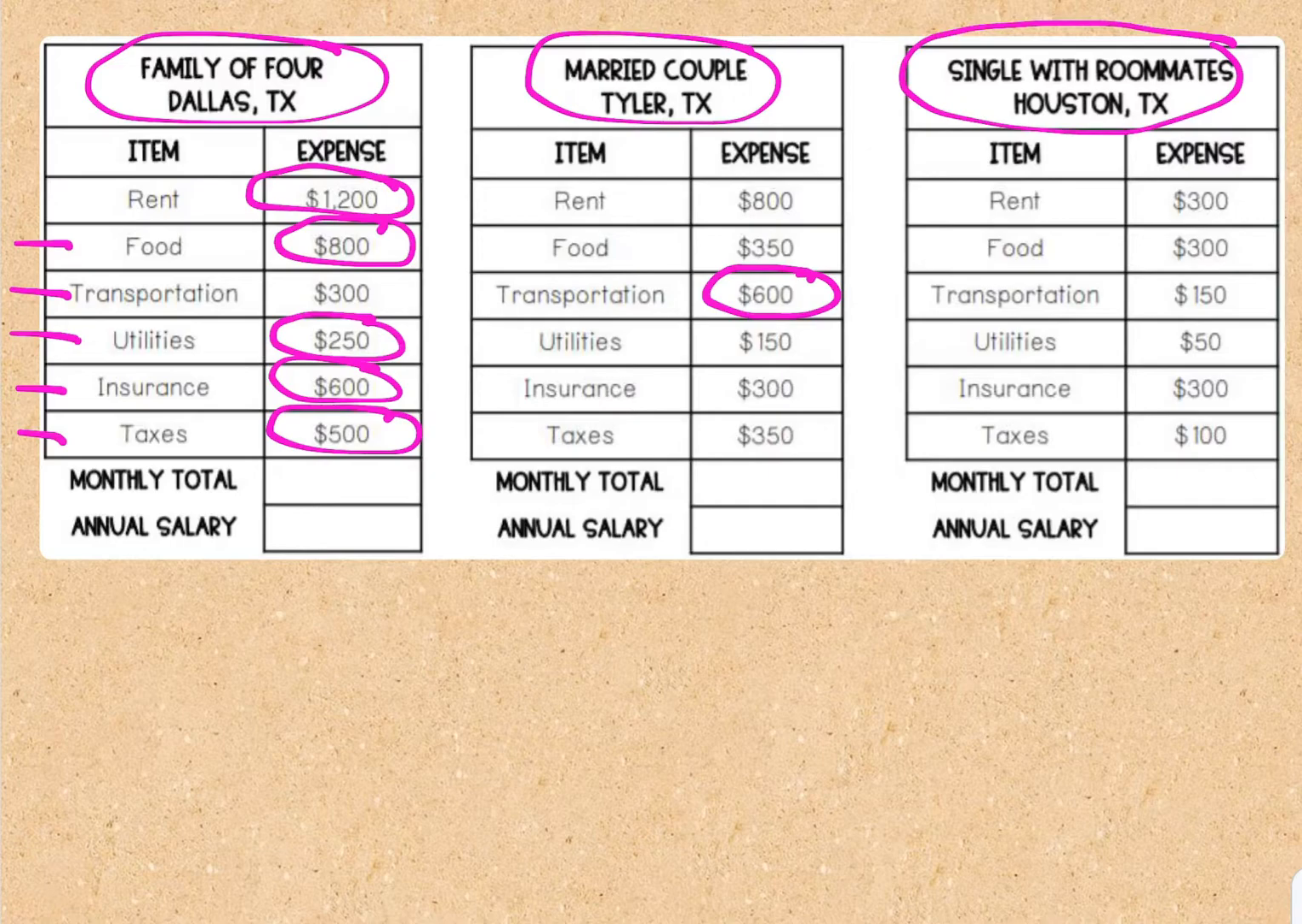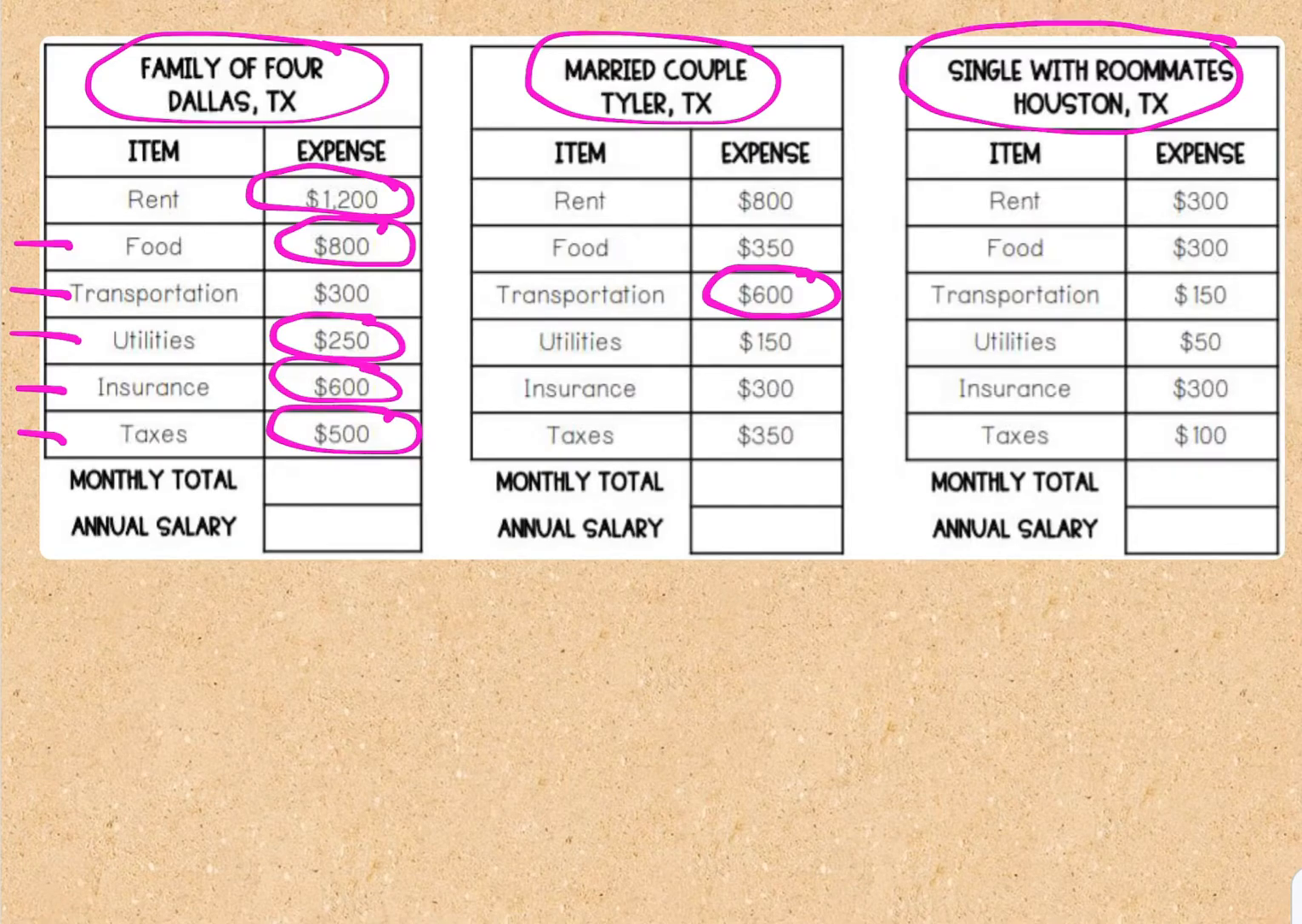Okay, Dallas has the highest amount of taxes, and this makes sense too because since they have a family of four and their rent is higher, that probably means that they live in a bigger place. And so they have to pay those taxes. Where the married couple, they have lower rent. They may live somewhere smaller. Or also, Tyler's a smaller town, so the taxes and rent may be lower overall.